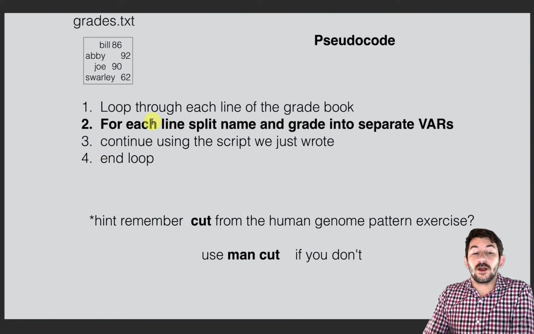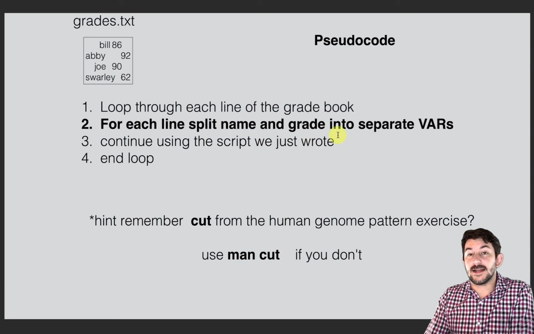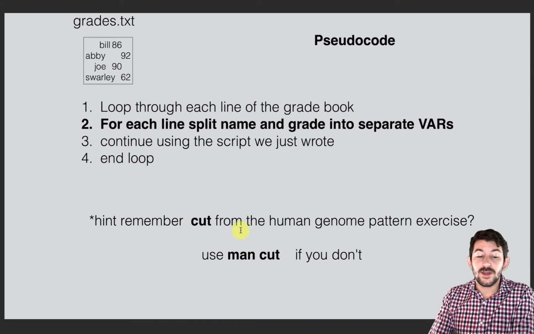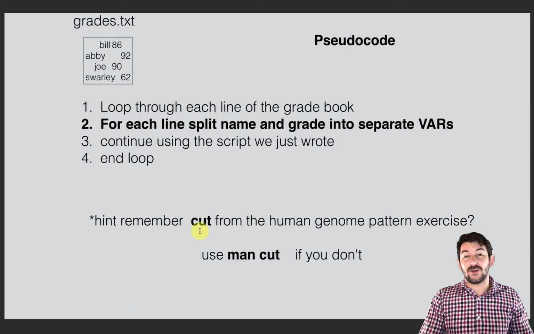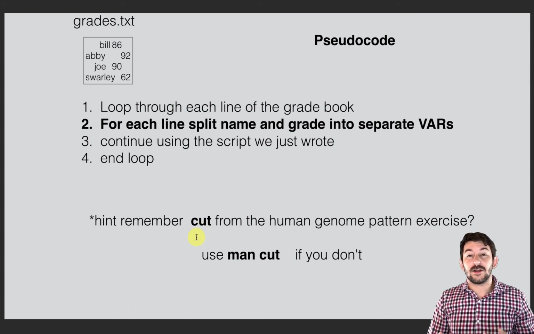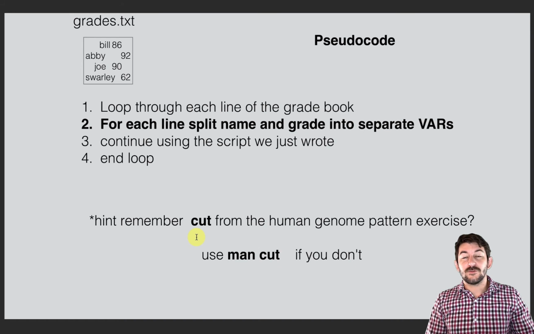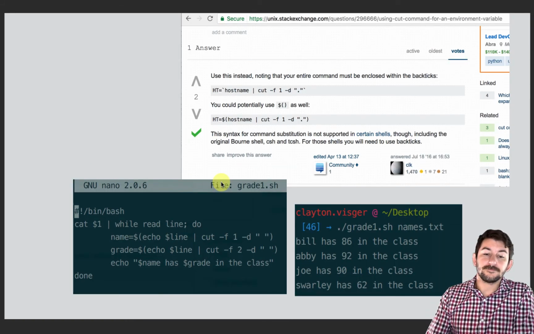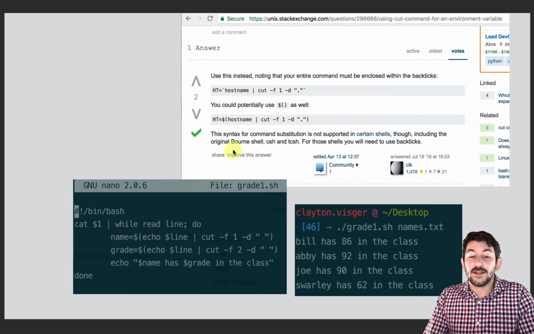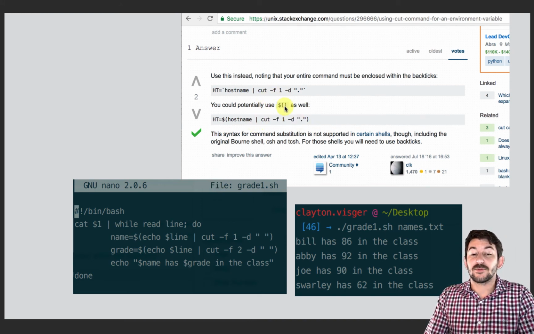And so for this second part, we want to take each line now and split the name and grade into separate variables. So we've done this already too. We have used cut. You might not remember it, but we used it back when we did our human genome pattern exercise. Cut lets you pull things out in column format, right? Well, if you've just got a couple things on a line and they're separated by spaces, you can almost think of each word as a separate column separated by white space. And if you didn't remember that, you could have also eventually stumbled on that from Googling as well.